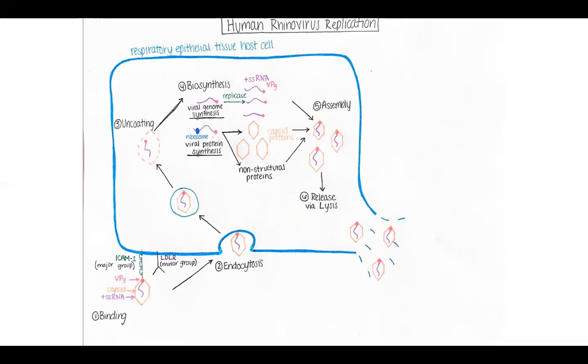These canyons attach to the intercellular adhesion molecule 1, which, like I said before, is ICAM1, in 80% of human rhinovirus, which categorizes them as the major group. And then the other 20% of human rhinovirus uses the canyons that bind to low density lipoprotein receptors, which is what I said was LDLR, which categorizes them as the minor group because it's only 20%. And then once HRV attaches to its host cell, it is engulfed by the cell via endocytosis, and the virus is then within an endosome and fully within the host cell.